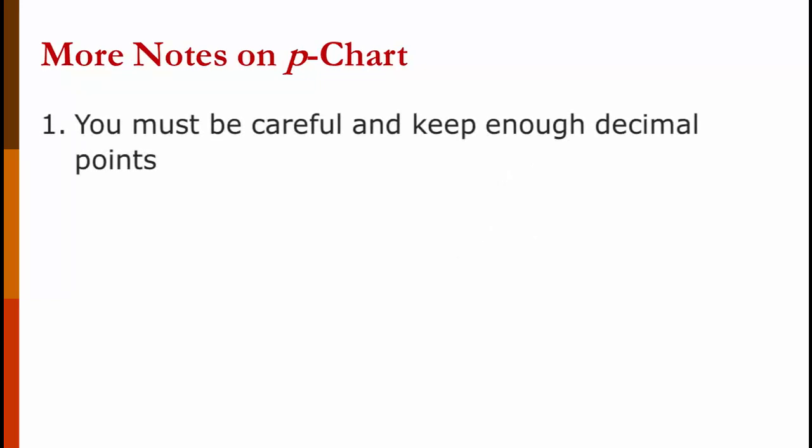There are two very important points about P-charts. One, you must be careful with the decimal points. And by careful, I mean you need to carry enough decimal points. The proportion of defects tends to be small, 1%, 2%, and that gives you a very small standard error of the proportion. I've seen problems where the answer can vary greatly depending on how many decimal points the students use. So I always tell my students to carry at least 4 or 5 decimal points.